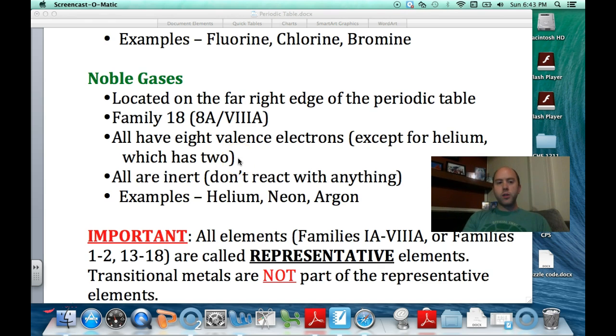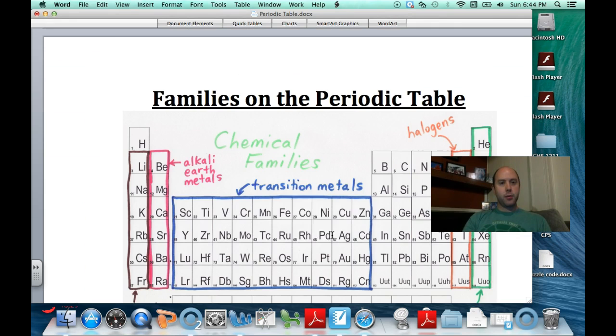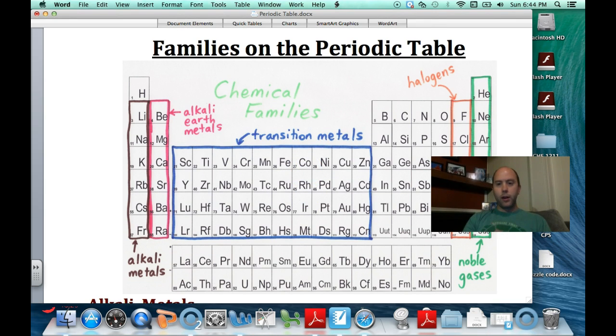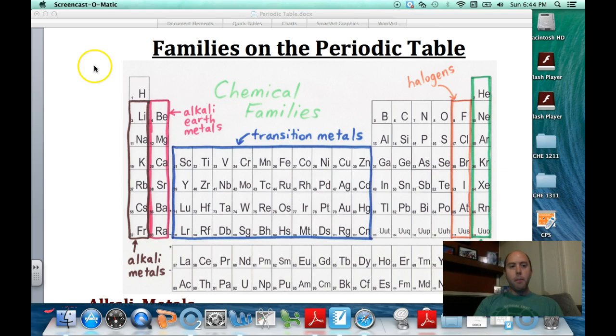What's also very important to know is that any element in family 1A through 8A is called a representative element. I don't know if this periodic table will show it. They don't have the numbers, and I already got rid of the other one, but that's okay. Basically, the elements 1A, 2A, skip over this, then 3A, 4A, 5A, 6A, 7A, 8A, these are the representative elements. The elements in the middle are just the transition metals. So we have representative elements and transition elements. That's it.